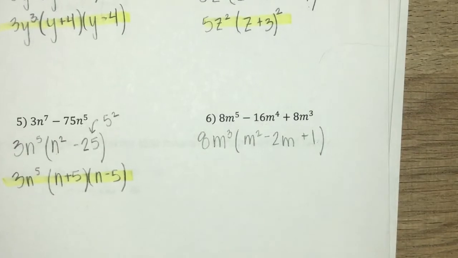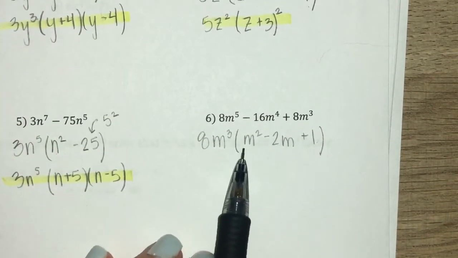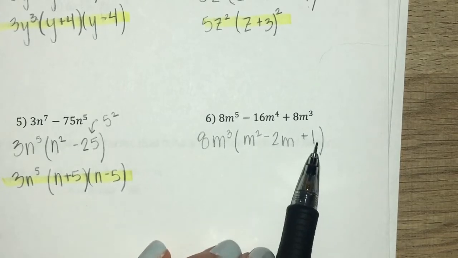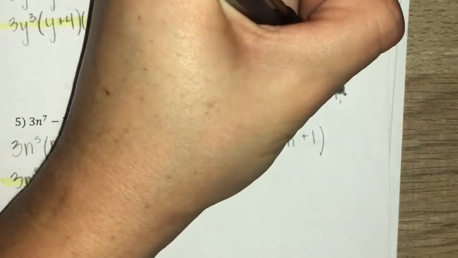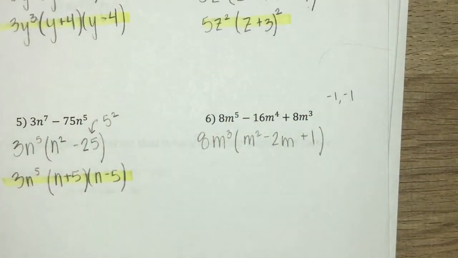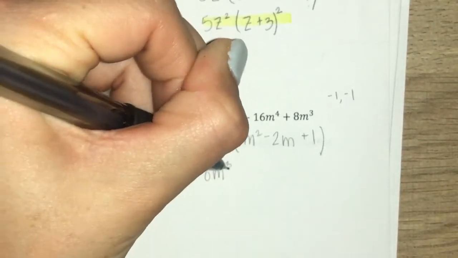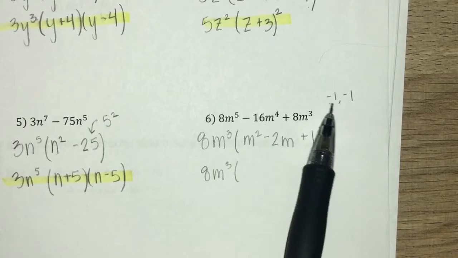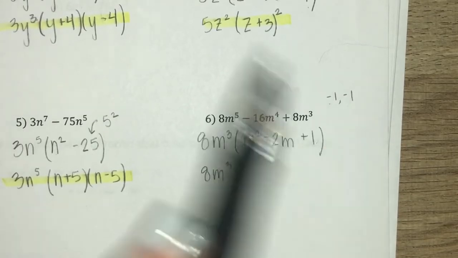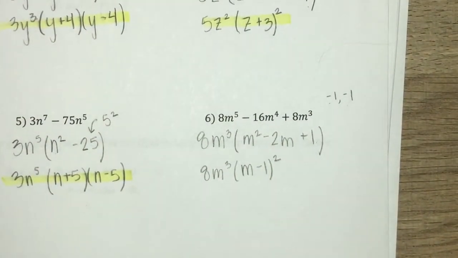So this is also technically a perfect square trinomial, but if you don't recognize that, the coefficient of m squared is just 1. So we're just looking for factors of positive 1 that add to negative 2. Those factors would just be negative 1 and negative 1. So if we want to factor this completely, the 8m cubed comes down, and then m minus 1 times m minus 1. Or you can write it as m minus 1 squared, since there's two of those same factors.